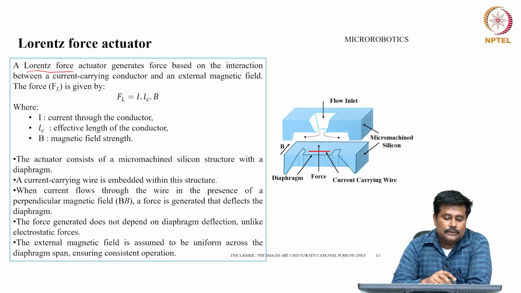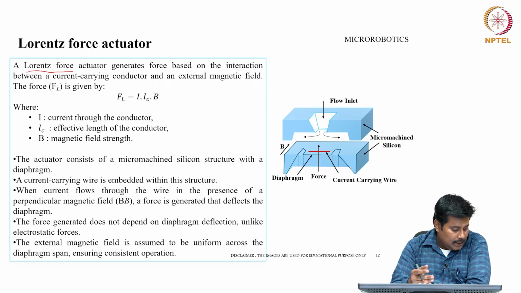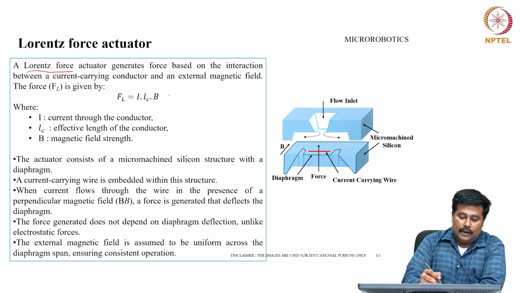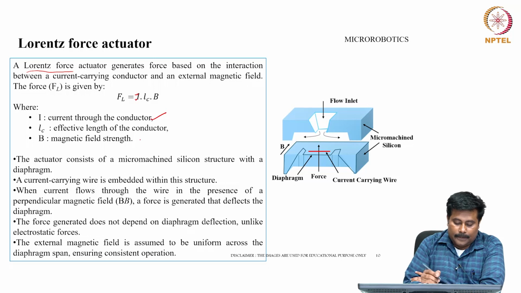These Lorentz force actuators generate force based on the interaction between a current carrying conductor and an external magnetic field. The force F_L is given by F_L equals I dot L_c dot B, where I is the current through the conductor, L_c is the effective length of the conductor, and B is the magnetic field strength.